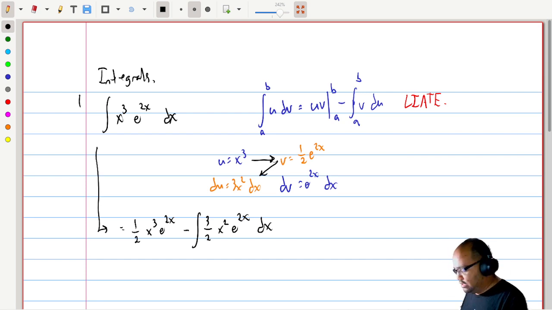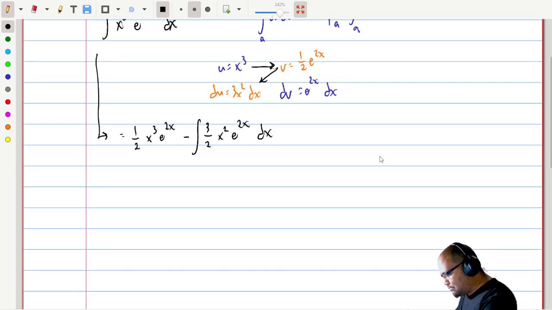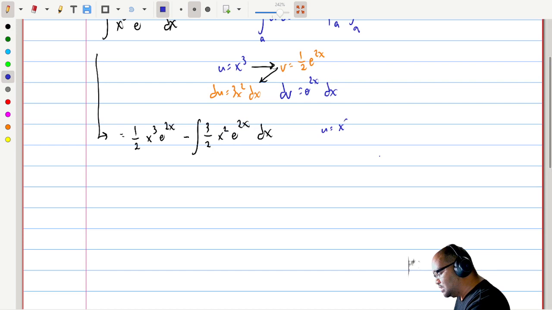We've got to be careful here. Hot tea. Alright, and then for this one we'll have, I'll just ignore the 3/2, so u equals x squared, dv is e to the 2x dx.